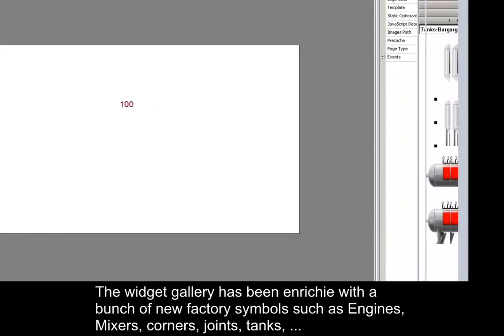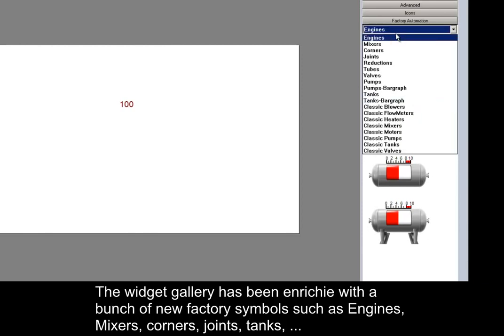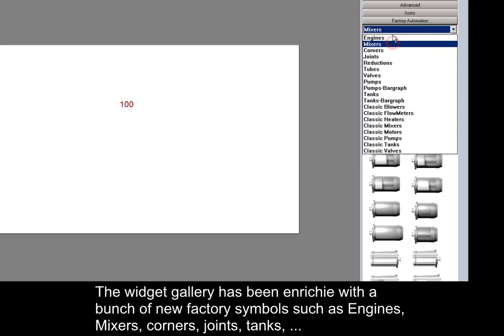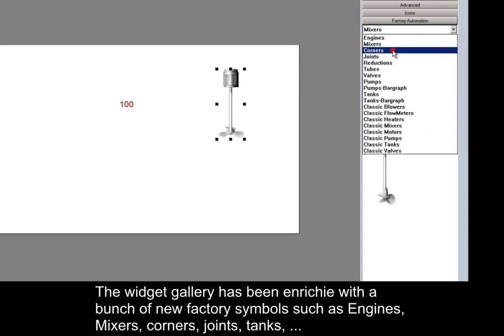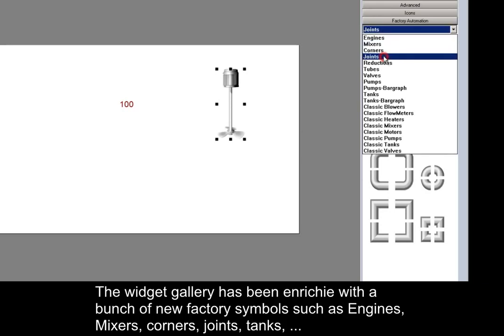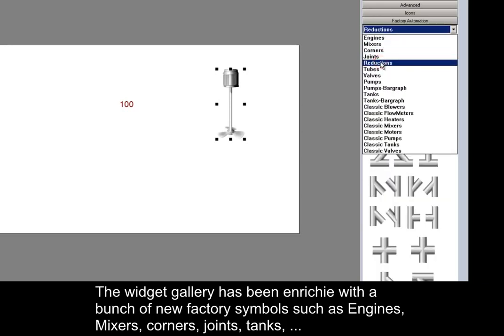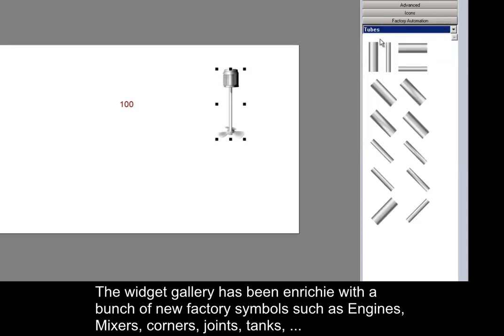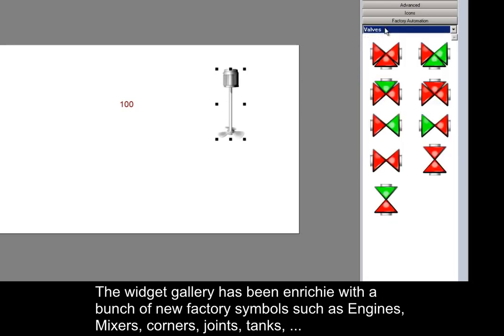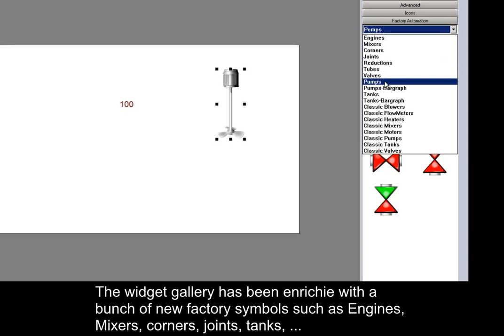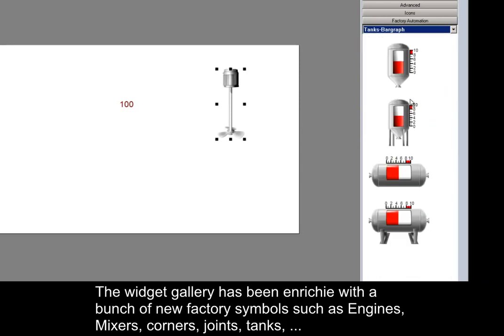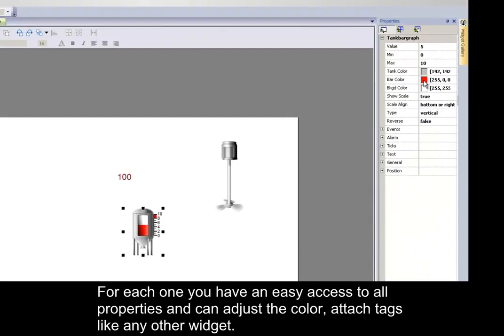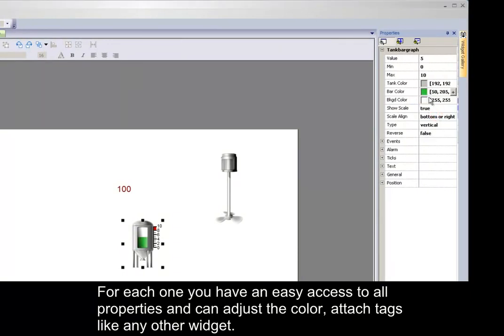The Widget Gallery has been enriched with a bunch of new factory symbols, such as engines, mixers, corners, joints, tanks, etc. For each one you have easy access to all properties and can adjust the color and attach tags like any other widget.